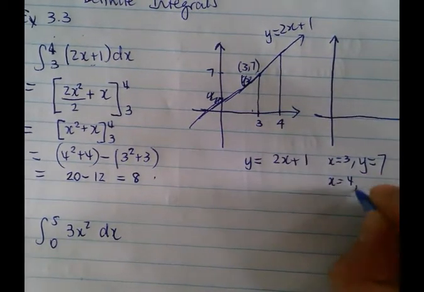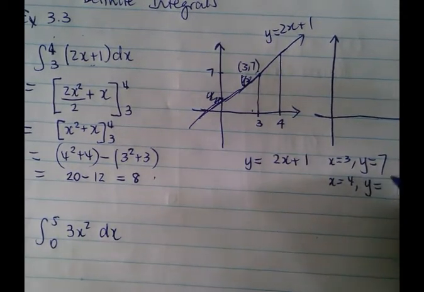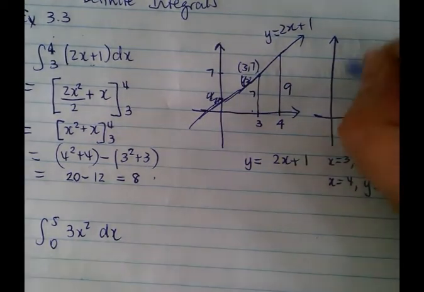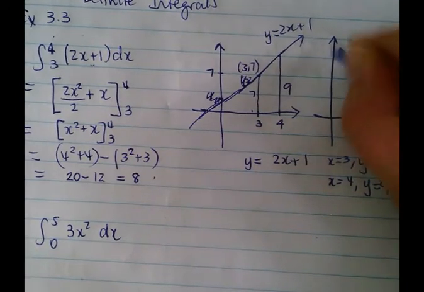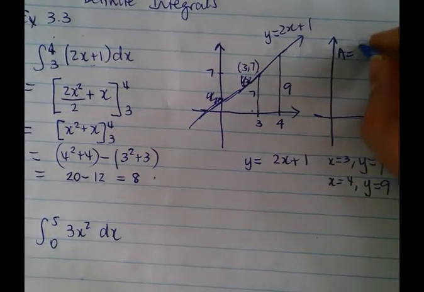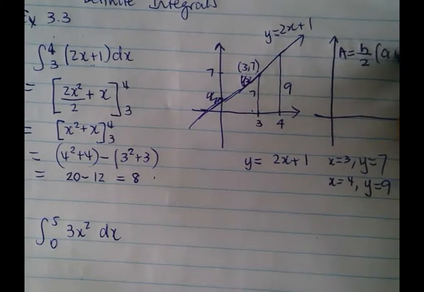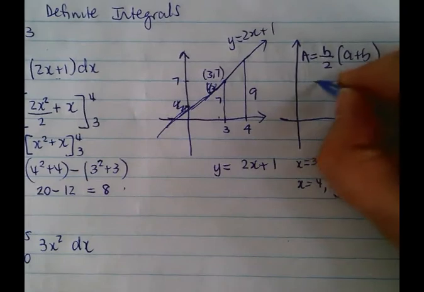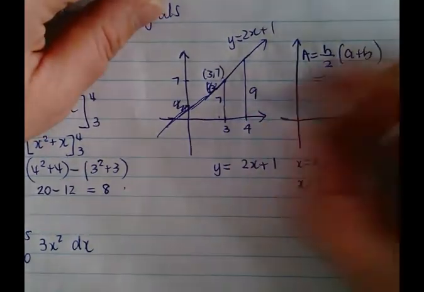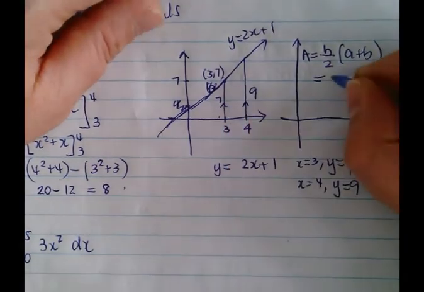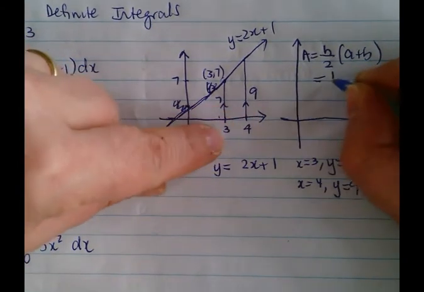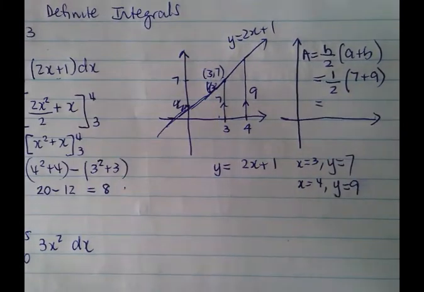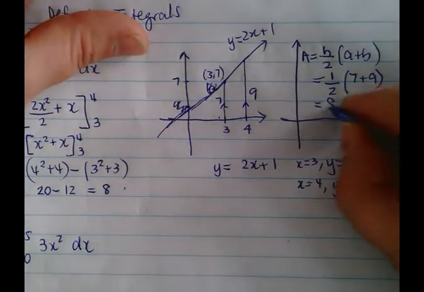Tell me, when x is 4, what's y? Come on, 9. So tell me what shape this is. It's a trapezium. The area of a trapezium is h on 2, (a plus b). So tell me about the height of this trapezium. The parallel sides are 7 and 9. What's the height? 1. So 1 on 2, (7 plus 9), a half of 16, which is 8.